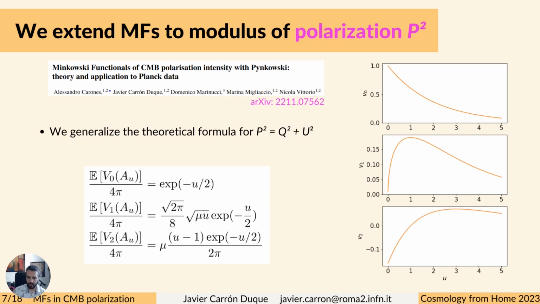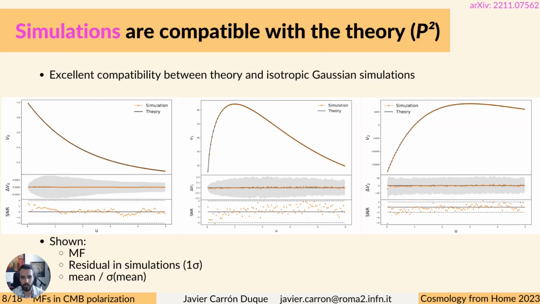We have also verified with simulations that the theory and the simulations are perfectly compatible. The top panel is the value of the Minkowski functionals with the error overplotted. It cannot be seen because it's that small, but the prediction is really accurate. We can see that there is perfect compatibility. In the middle panels, we have the residuals with the standard deviation on the simulations. And in the third panel, we have the comparison of the mean of the simulations with respect to theory. So still, it's really good agreement.